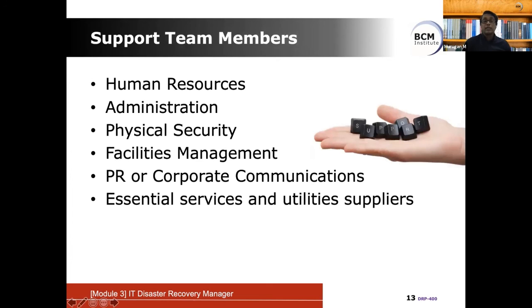These are some of the support team members. All that you see here are support functions: human resource, admin, physical security, procurement, facility management, corporate communications, and other services and utility suppliers. So these are all support.